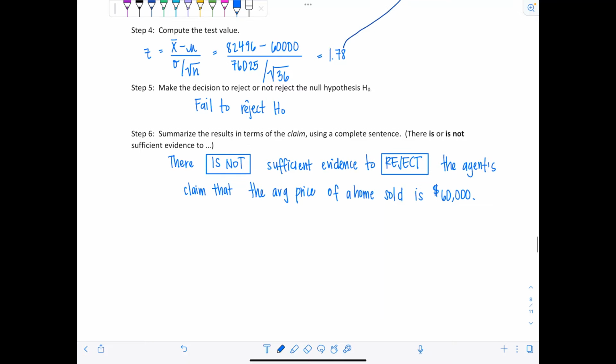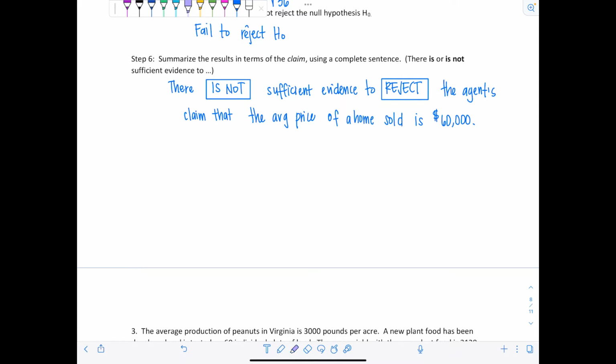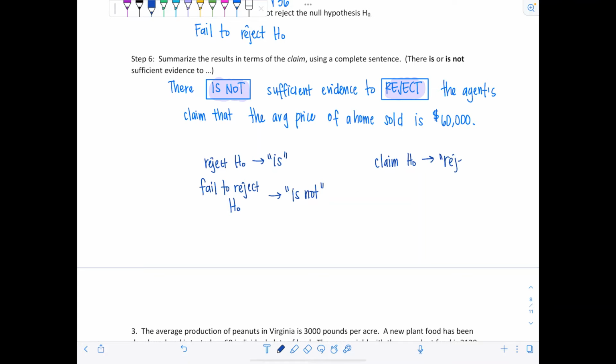Okay, so just to make it clear when you're summarizing, these are the things that will change. Is not, is, reject, or support. And here's how you figure it out. If you, in step 5, reject H naught, then you say is. If you fail to reject H naught, you say is not. Okay? If the claim is in the null, then you use the word reject in part 2. And if the claim is in the alternative, then you use the word support.